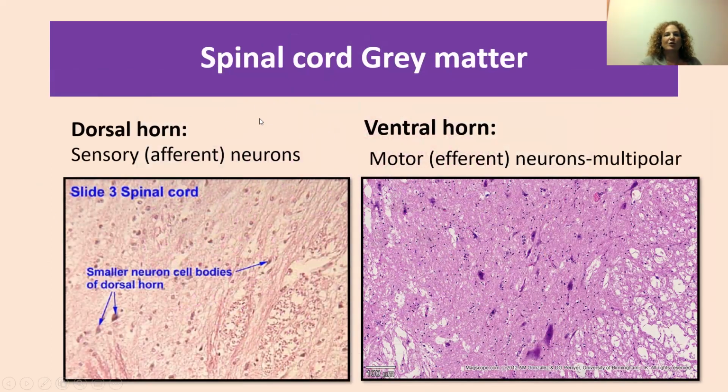Okay, now let's look at the gray matter of the spinal cord. We have a dorsal horn, that's the one that we saw up on top. They contain more of the sensory neurons. The ventral horns, and you can see it beautifully, have these large multipolar neurons within the ventral horn.